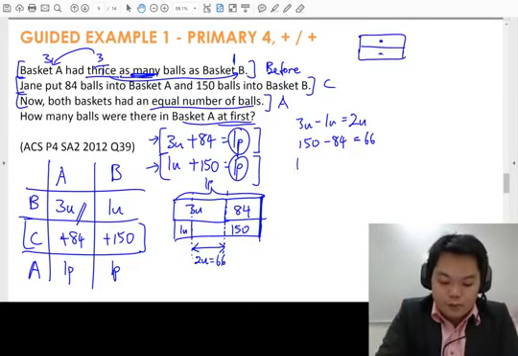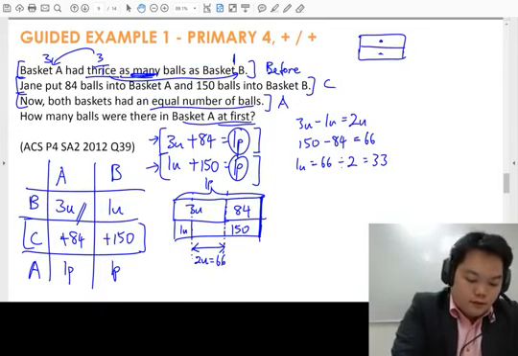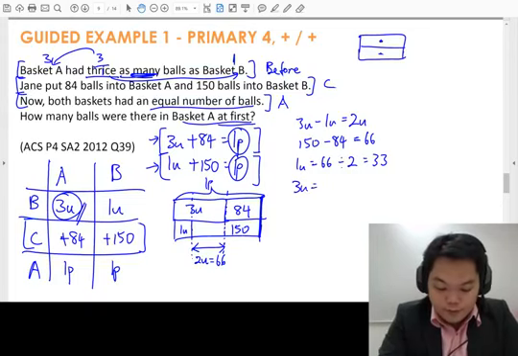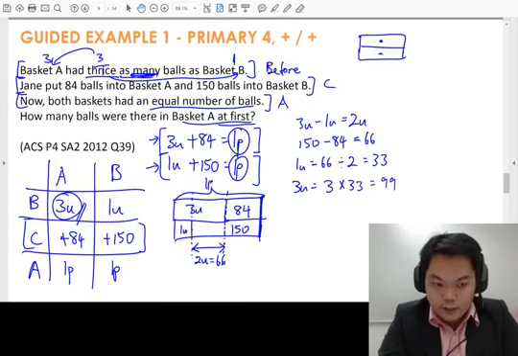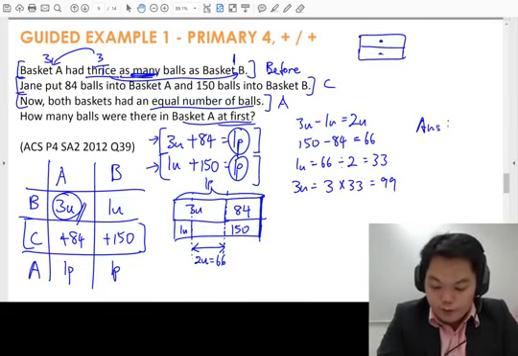1 unit must then be 66 divided by 2 to give me 33. And once I got that, the objective of 3 units can be found quite easily. There will be 3 copies of 33, and then I would have 99. The final answer here would be 99.